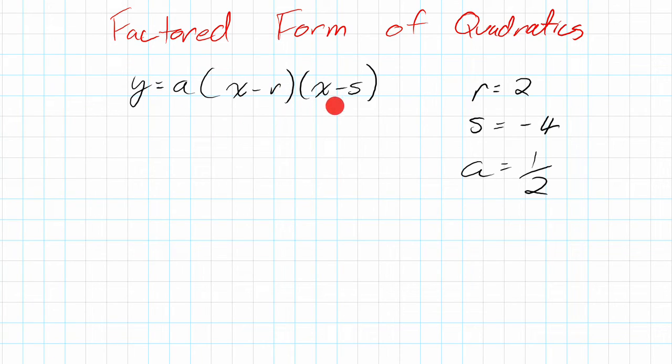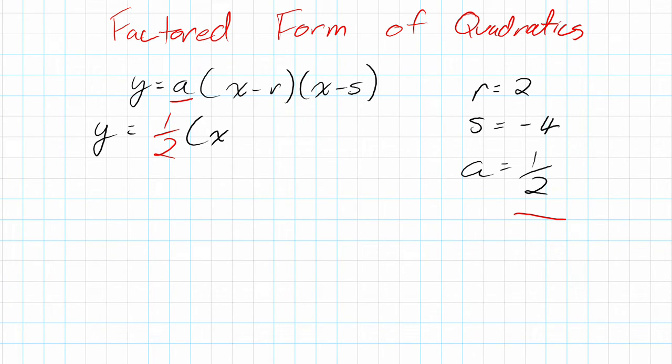And then r and s are telling us the roots. And this is our factor form. It looks like a term times a term, and there could be some a term involved also. On the side, they've pretty much just given us what our values are. They've told us that a is equal to 1/2. So we're going to replace a with 1/2.